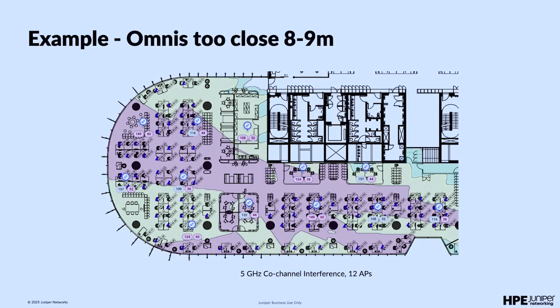Likewise, we've had the same scenario where someone has just said, save time, there's no time to do a redesign, let's just do a rip and replace of the existing deployment. And then nothing's been optimized, nothing's been improved, and you end up with a mess. So this is 5 gigahertz co-channel interference with 12 APs, and I'll give you an example of how we can improve that a little bit later on.